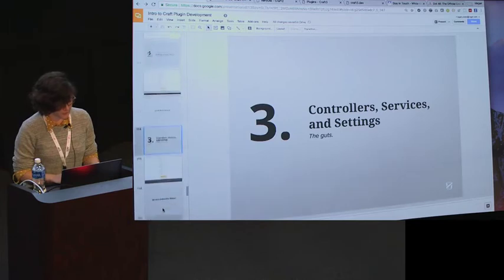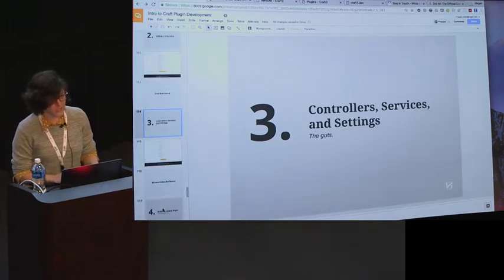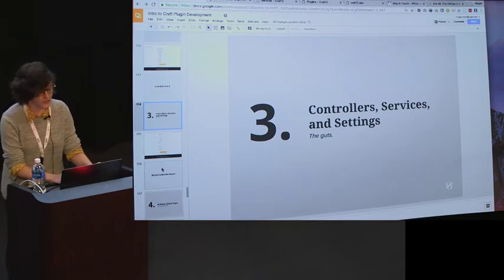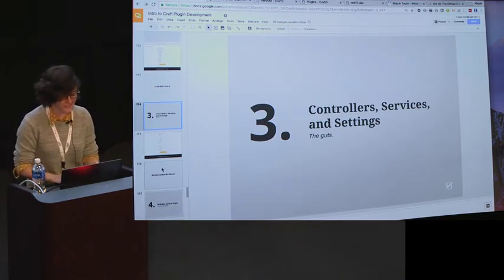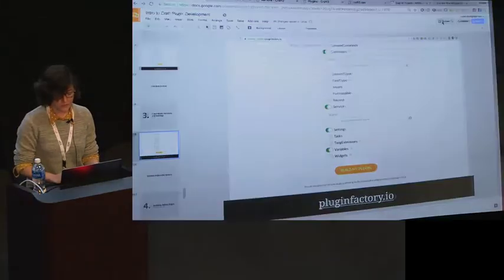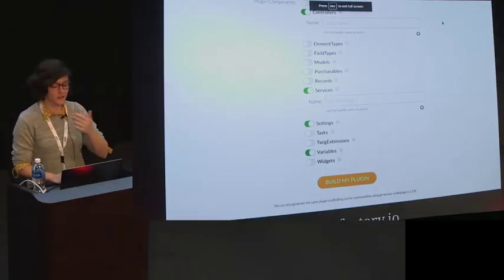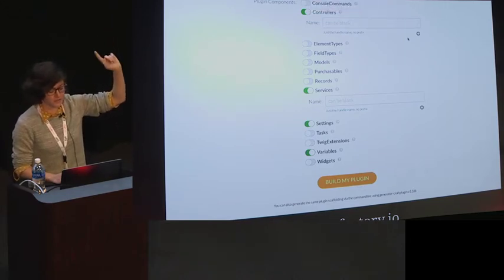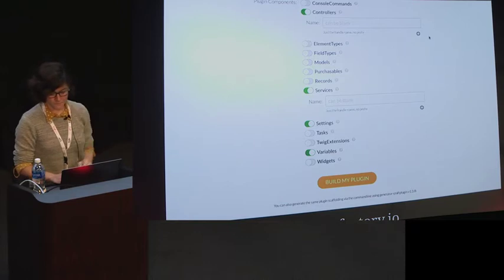That's a very small plugin, but you're probably going to work on something a little bit bigger than that. Twig filters only go so far. So let's look at another example that has controllers, services, and settings. Again, we're going to go back to pluginfactory.io, but we're going to turn on a few more toggles. Controllers, services, settings, and variables in this case.